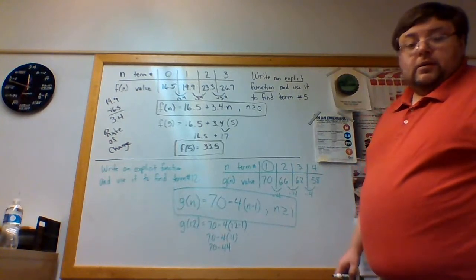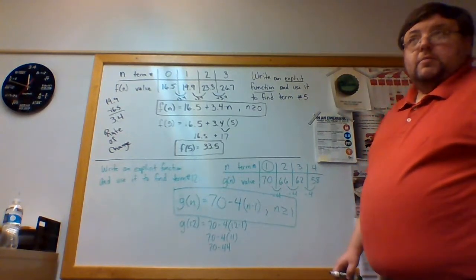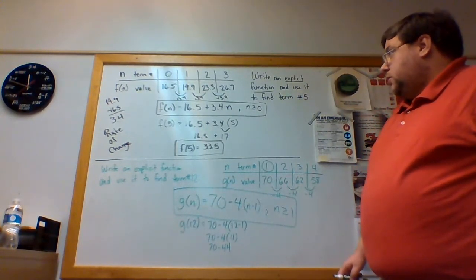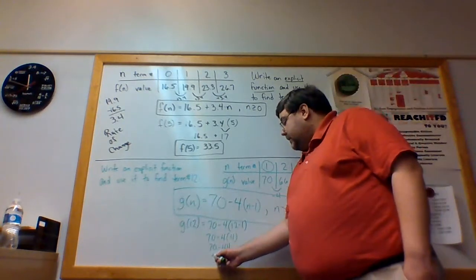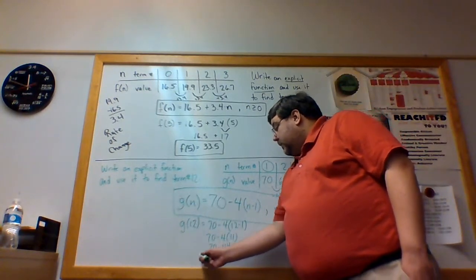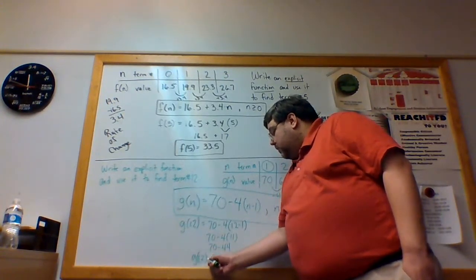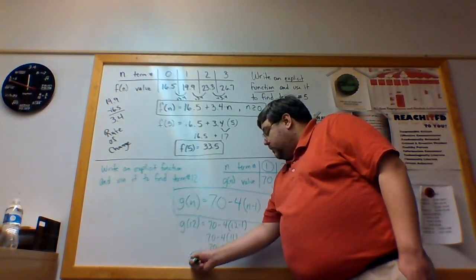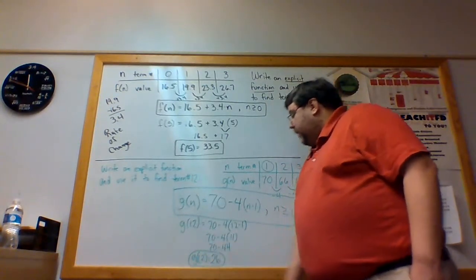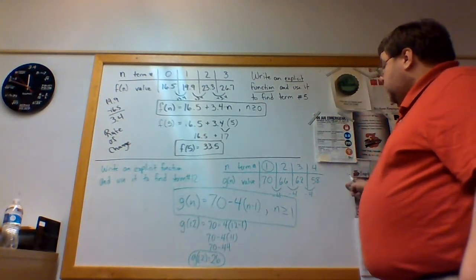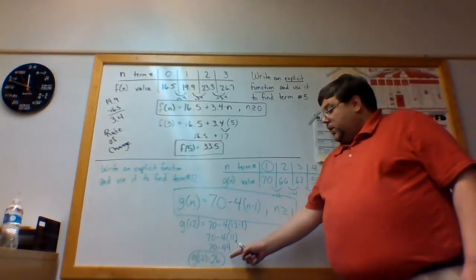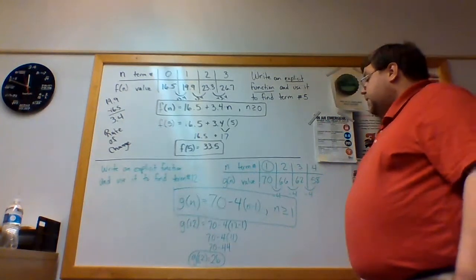Let's see. 70 minus 40 is 30, so this would be 26. G of 12 equals 26. Means if I were to continue this sequence out to term number 12, it would be the number 26.